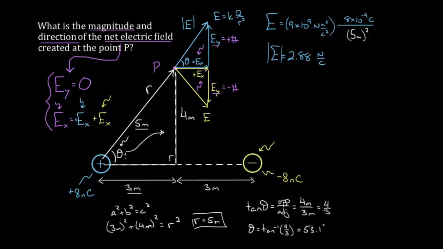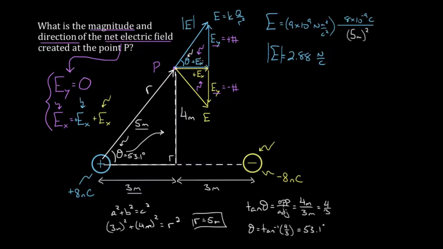This is 53.1 degrees. But that means this angle up here is also 53.1 degrees because these are the same angle. This horizontal component is not the same as this 3 meters. And this diagonal electric field is not the same as 5 meters. But the angle between those components are the same as the angle between these length components.